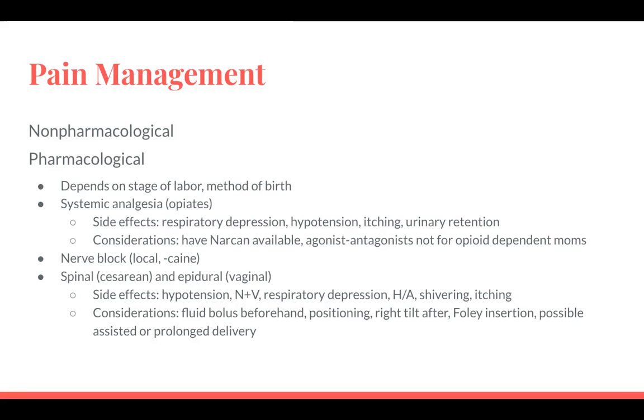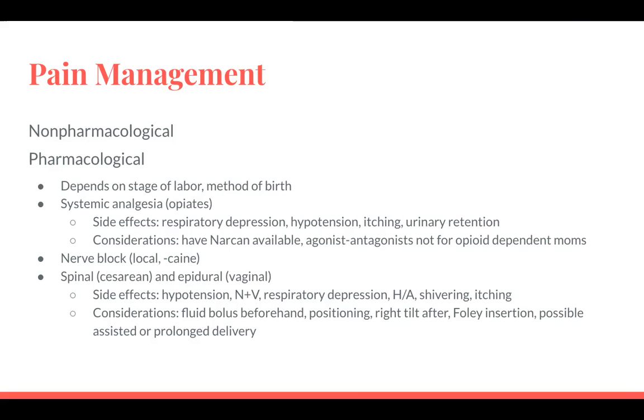Is it a C-section or is it vaginal? Systemic analgesia. So know that respiratory depression is like the biggest thing. You want to make sure that if you're giving any type of analgesia, you look to see if their respiratory rate is still where it needs to be. Hypotension with pregnant moms can be very common if you're not careful. Itching and urinary retention. And if there is urinary retention, we are going to have to do a straight cath. Have Narcan available, which would reverse that respiratory depression.